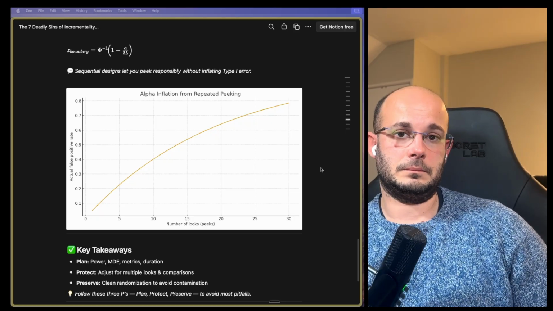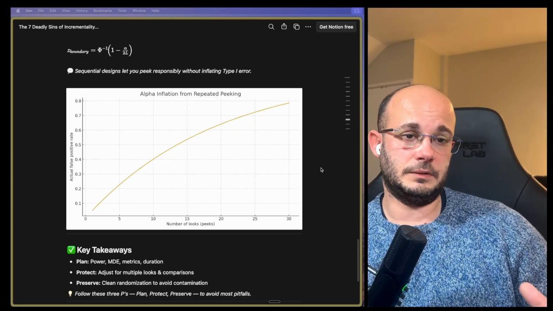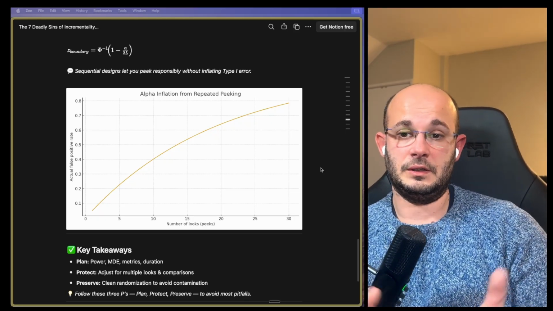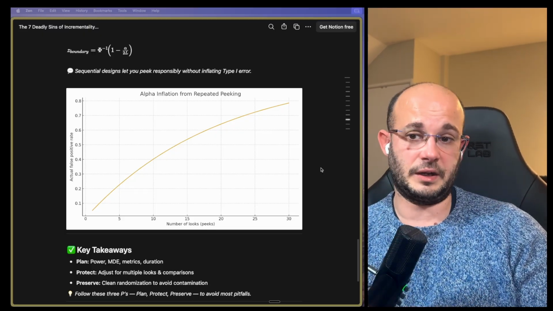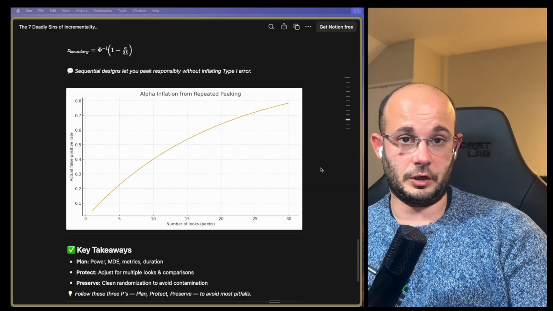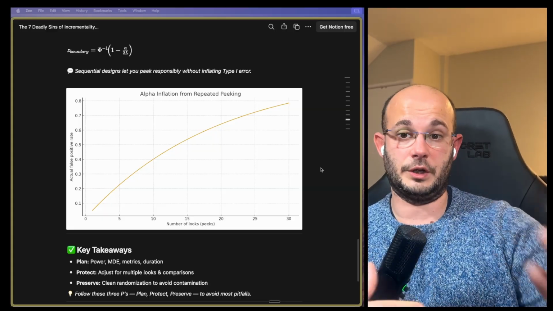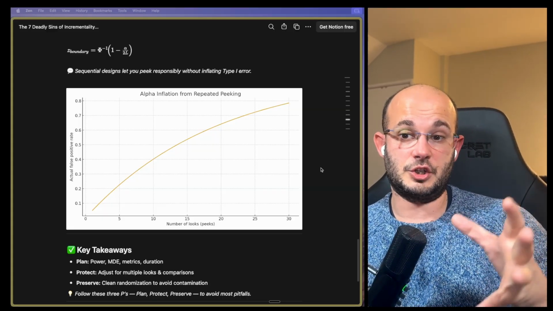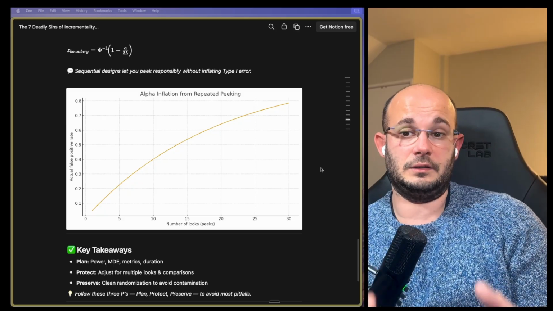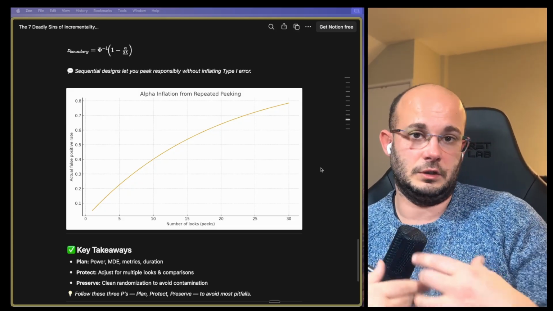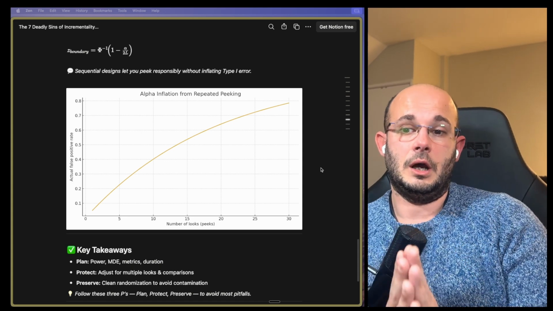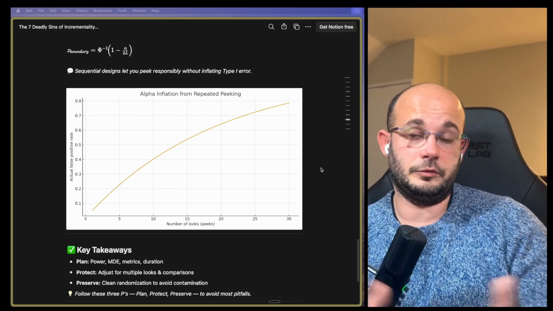And essentially, the key takeaways from this is always plan for power, for minimum detectable effect. What metrics are you testing? What is your duration? Protect and adjust for the multiple looks and comparisons, and preserve clear randomization in order to avoid contamination. Always follow these 3 Ps to avoid most of the pitfalls.